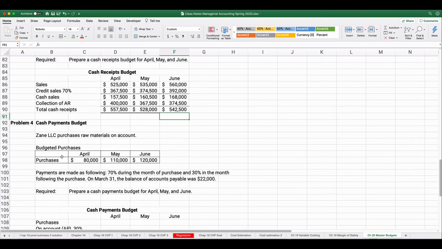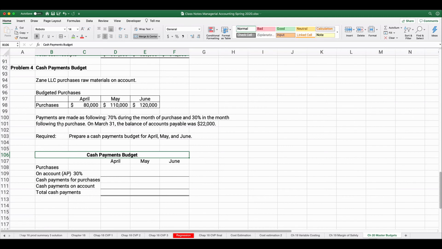All right, the last one here, let's do a cash payments budget. Zane purchases raw materials on account. The budgeted purchases for Zane Company is $80,000 for April, $110,000 for May, and $120,000 for June. The payments are made 70% during the month of the purchase and 30% in the month following the purchase. Very similar to the rules up above. On March 31st, the balance of accounts payable was $22,000. So we're going to prepare a cash payments budget for April, May, and June.